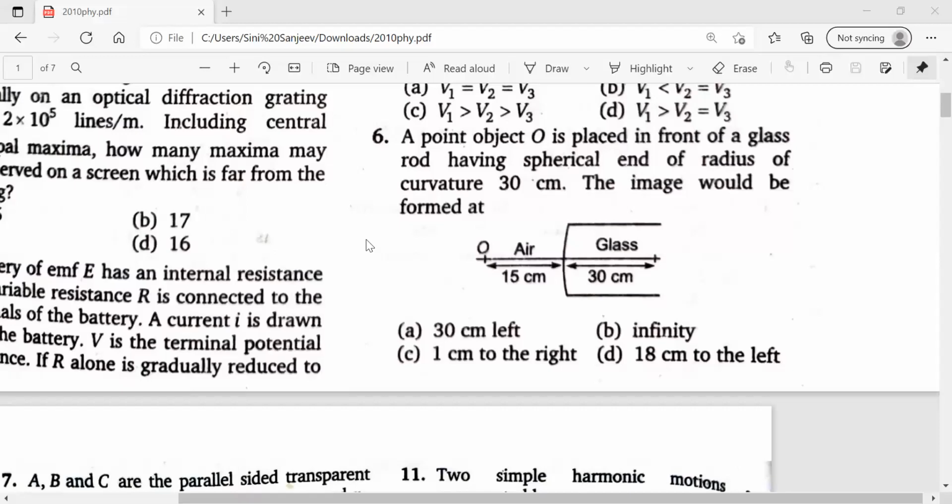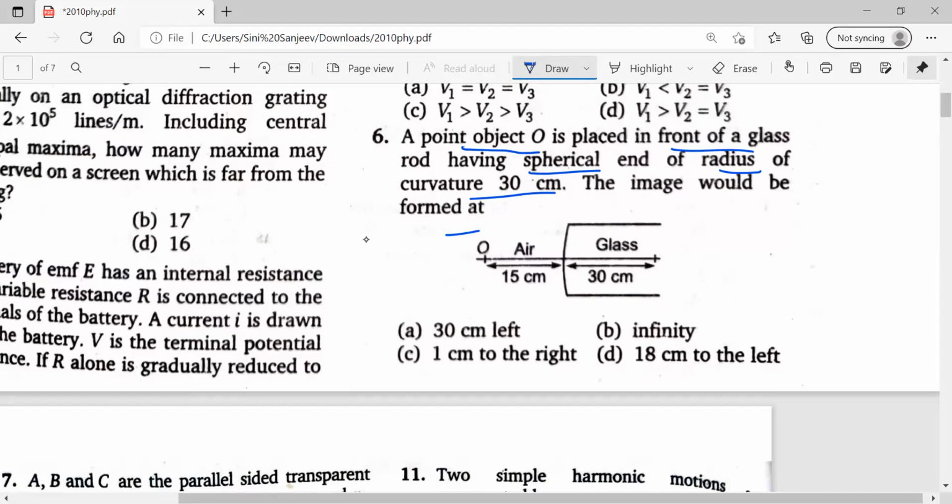Yes. So the first question is question number 6. As we can see here, a point object O is placed in front of a glass rod having a spherical end of radius of curvature 30 centimeter. The image would be formed at what?